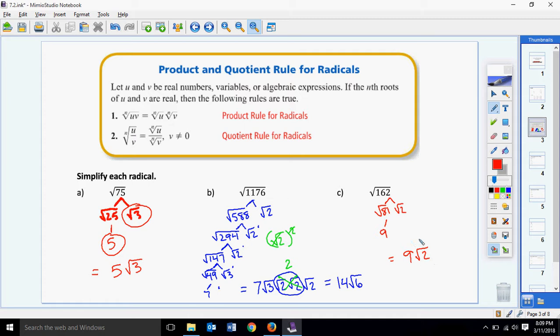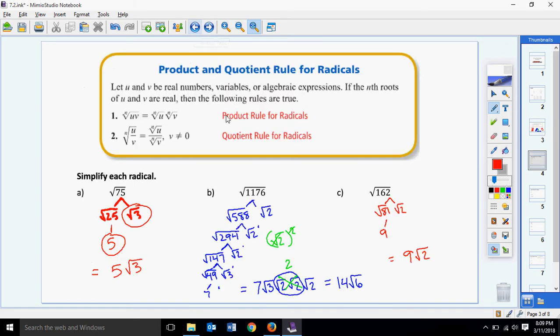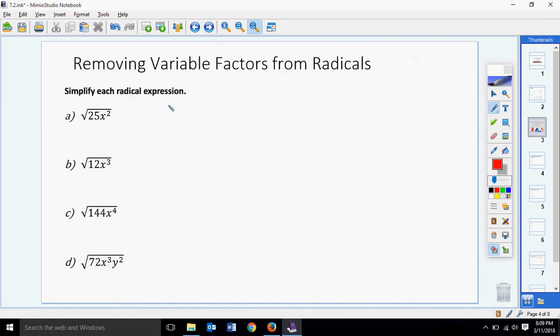So your final answer here should have been 9 square roots of 2. That was kind of an easy one. When you divide it by 2, you get the square root of 81. Well, the square root of 81 is just 9. So those previous 3 examples only had numbers. So let's throw in some variables because this is an algebra course.